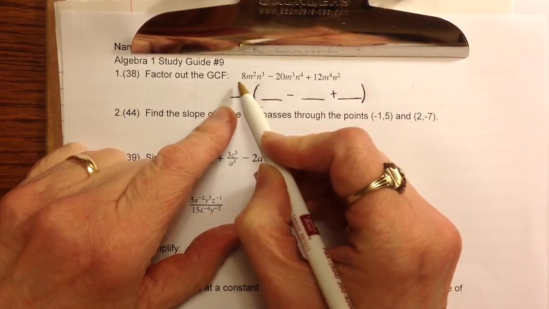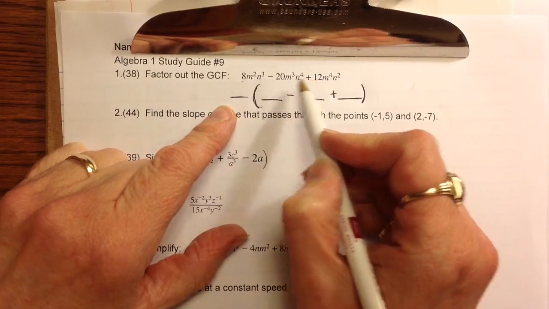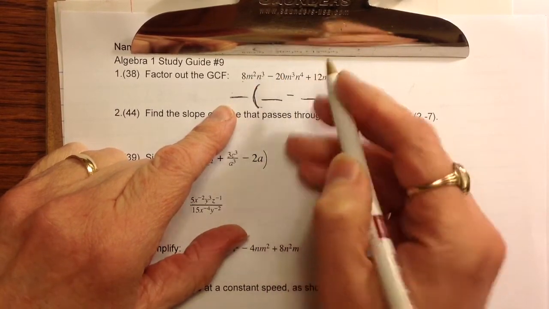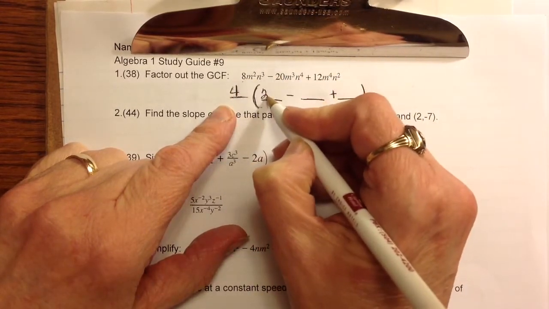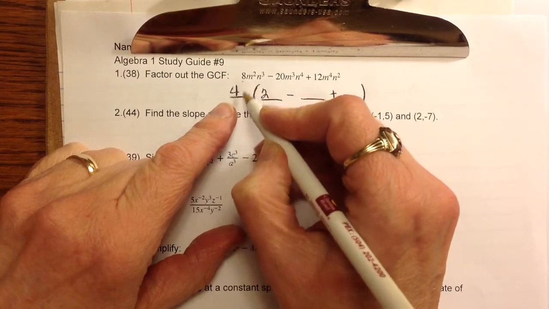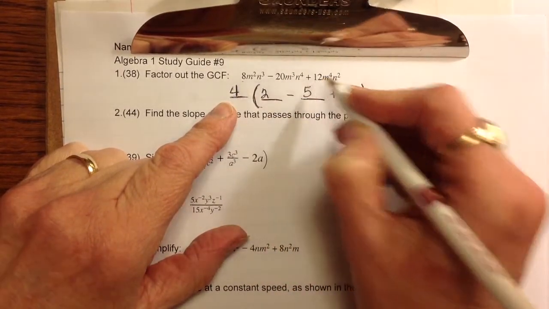Okay, so I need a number that will go into 8, 20, and 12, and preferably the largest one. 2 will go into all 3 of them, but 4 will go into all of them. So let's go. 4 times 2 will give me 8 if I take the 4 away from its factor tree. 4 times 5 will give me 20, and 4 times 3 will give me the 12.